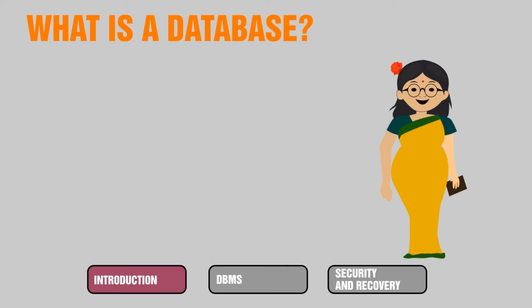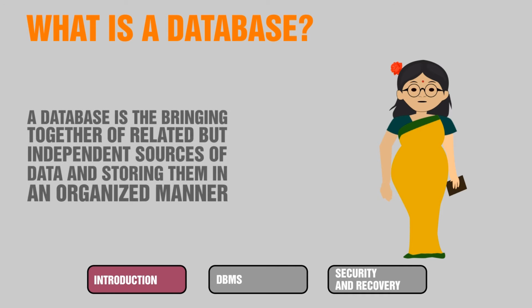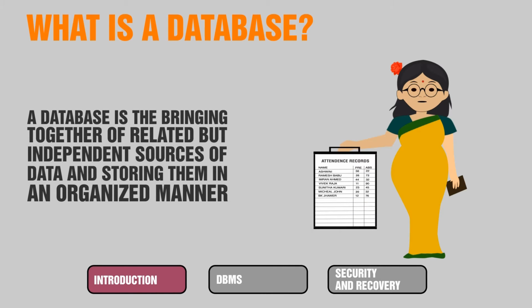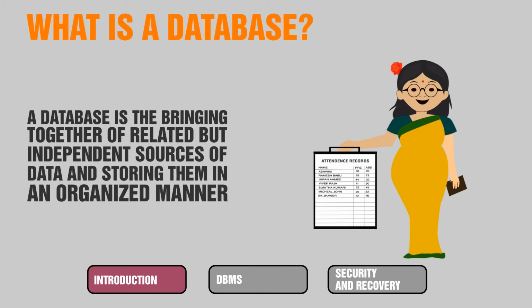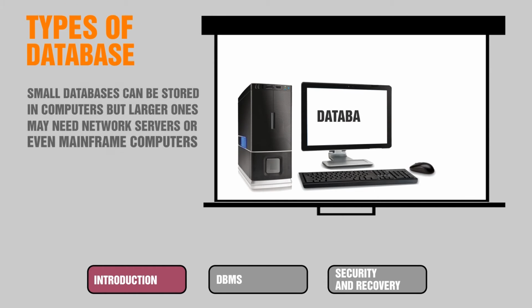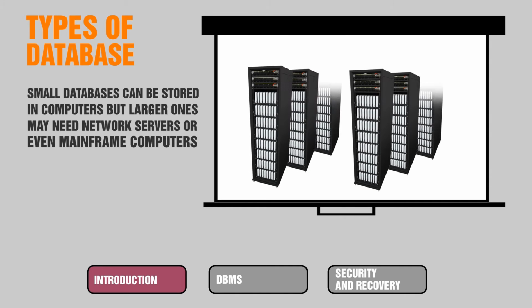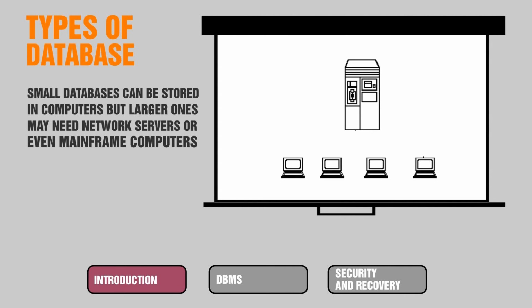So what exactly is a database? A database is the bringing together of related but independent sources of data and storing them in an organized manner. For example, a database can contain information such as students with attendance shortage or students who score a distinction. The digitized form of all this data is a computer database. There are different types of databases. Some are small and can be stored in a computer, while others may need network servers or even mainframe computers.